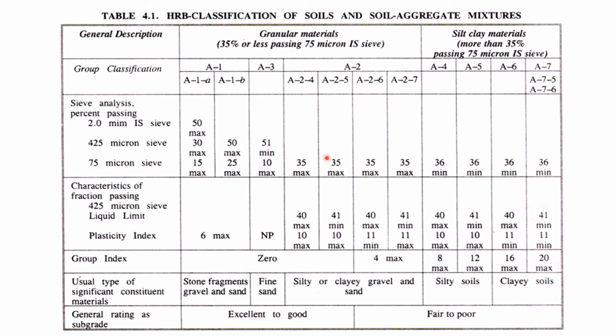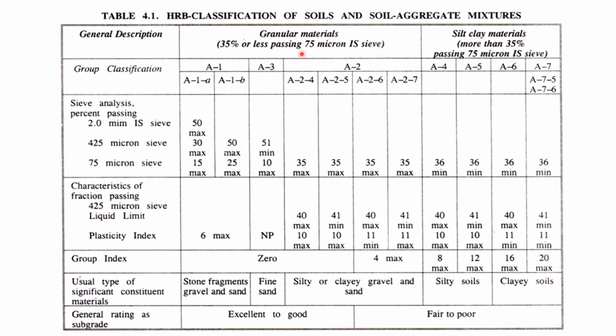Now we shall understand the table. We can see these two categories here. Granular materials, we can associate with coarse grain soil, and here silty clay materials, fine grain soil. But the condition is 35% or less passing 75 micron sieve. इसको दूसरे रूप में क्या कर सकते हैं? More than 35% retained on the 75 micron sieve. Here more than 35% is passing 75 micron sieve. So these two conditions are there.